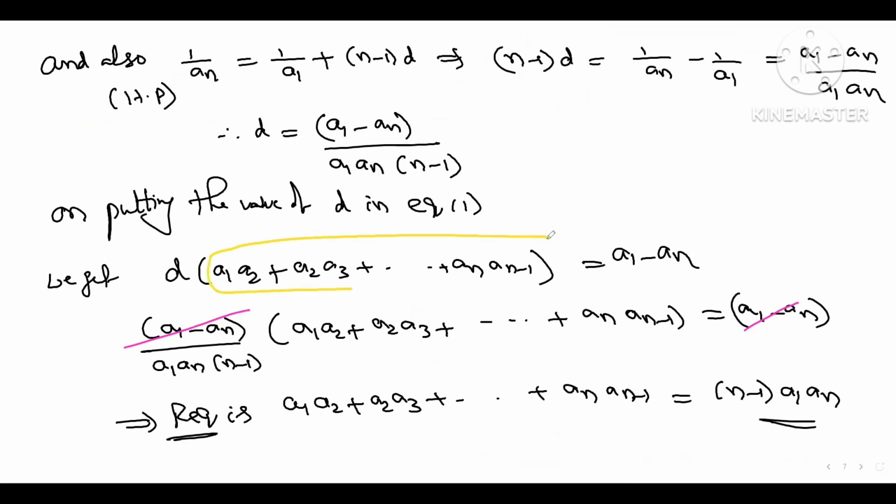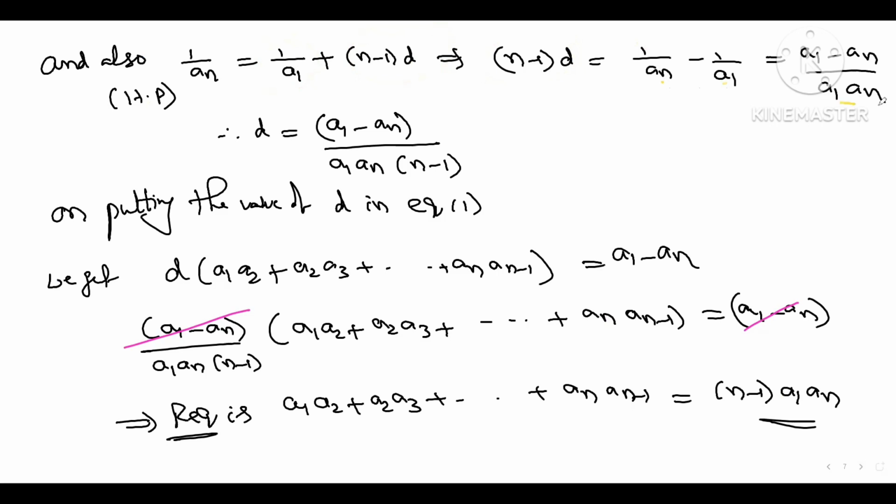Now here, nth term in harmonic progression: 1 by An is equal to 1 by A1 plus n minus 1 into D. In the harmonic progression, the first term is 1 by A1. So 1 by A1 plus n minus 1 into D. So after simplification, we get 1 by A1 setting on the left side, 1 by An minus 1 by A1 is equal to n minus 1 into D. So after, what is the LCM here?